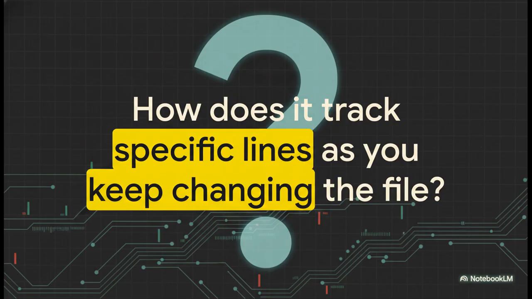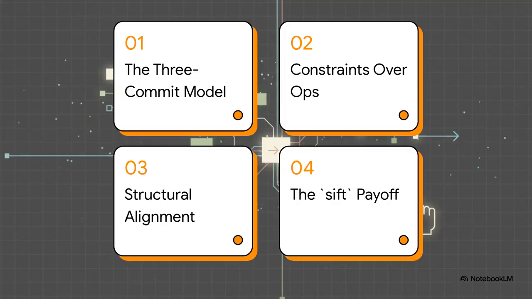How on earth does it keep track of specific lines so perfectly, even when you're busy editing and changing that same file? It feels like magic, but it's actually just some brilliant design decisions. And we're going to peel back the layers on this in 4 parts. First, we'll get into the 3 commit model. That's the rock-solid foundation. Then, we'll explore a totally different way of thinking, constraints over operations. After that, we'll see how it finds your changes with conservative structural alignment. And finally, we'll see the awesome payoff with a command called sift.